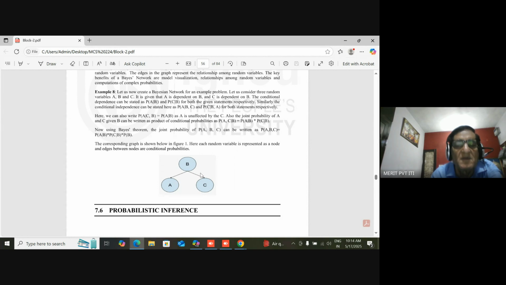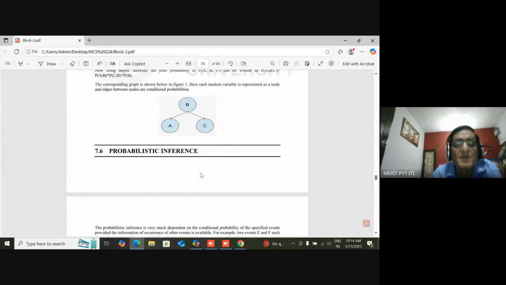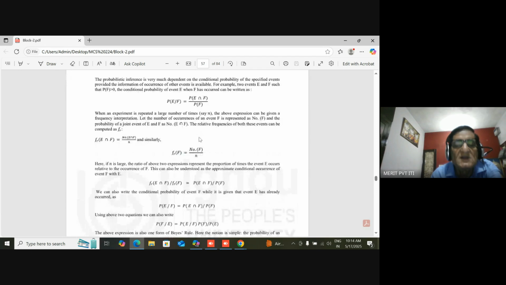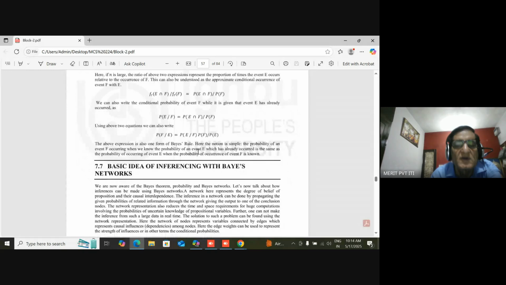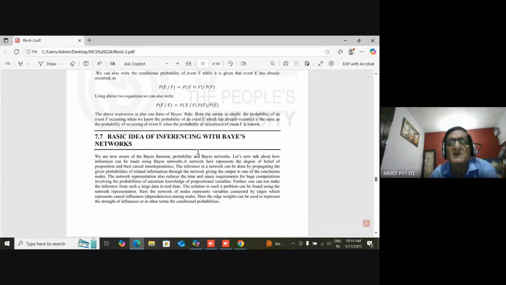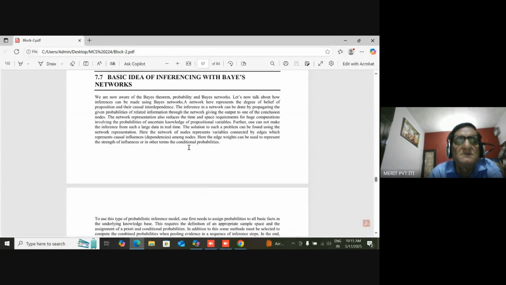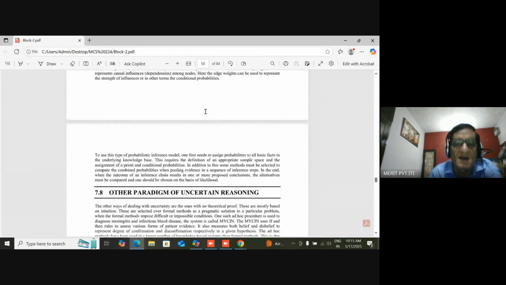Then probability inference, again P(E|F) is equal to P(E ∩ F) over P(F). So similarly, P(F) is number of F upon N, and so on. So you can say the basic idea of information with Bayes network. Bayes theorem, probability, and Bayes network, that you can read.